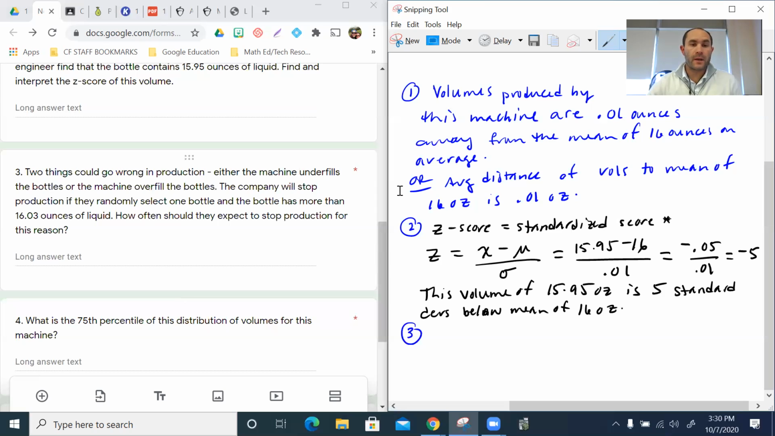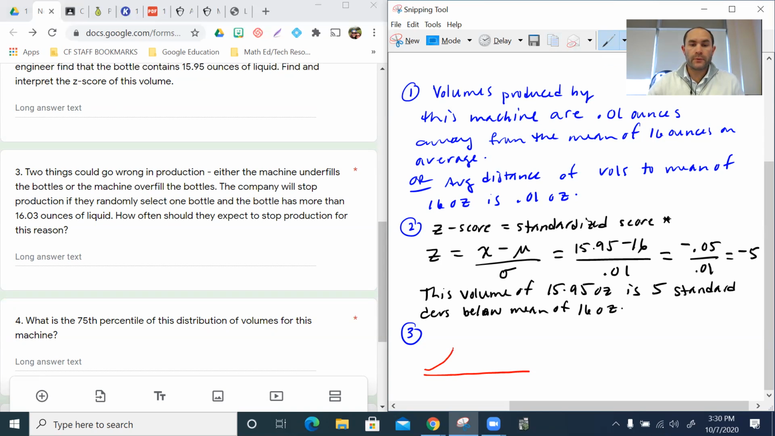So what they decided is the company will stop production if they randomly select one bottle and the bottle has more than 16.03 ounces of liquid. How often should they expect to stop production for this reason? So this question right here is all about finding a proportion on the normal distribution.